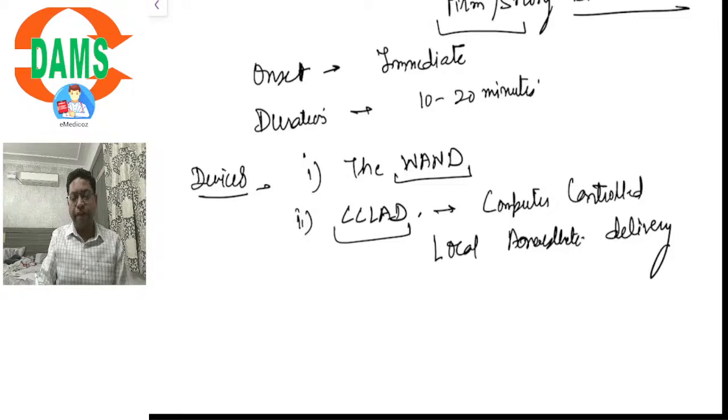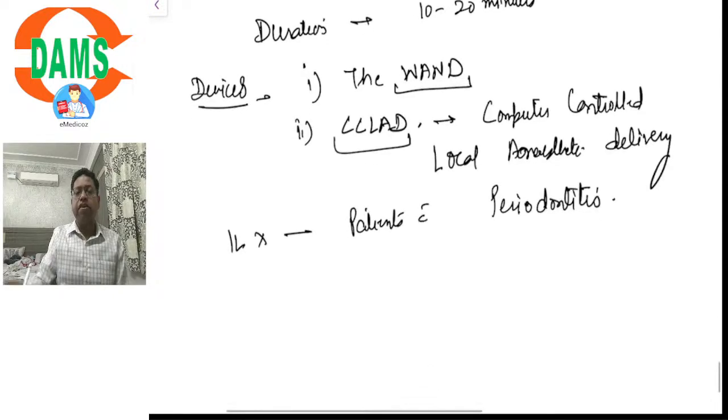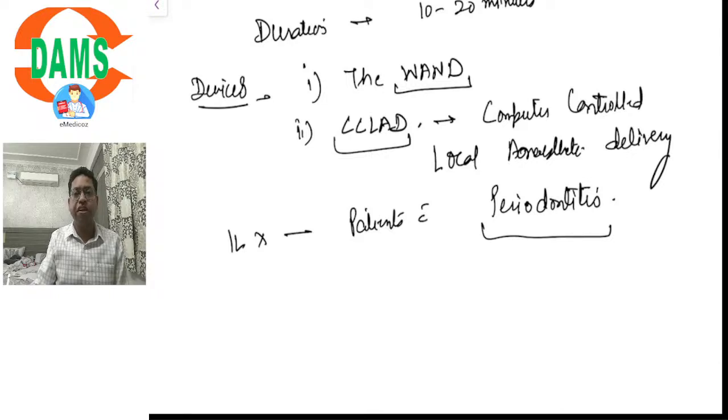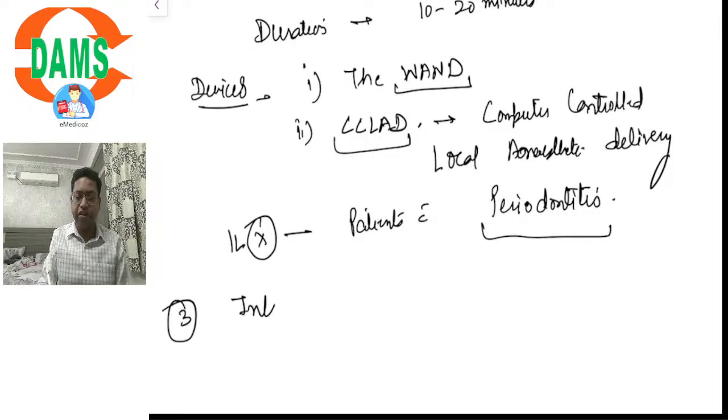Intraligamentary injection should not be given in patients with periodontitis. In a patient who is already having periodontitis, inflammation of the PDL, destruction of the PDL, intraligamentary injection should not be given because it can cause further damage to the already compromised PDL of the patient. One of the principal contraindications. Then the third supplemental technique is intrapulpal injection.